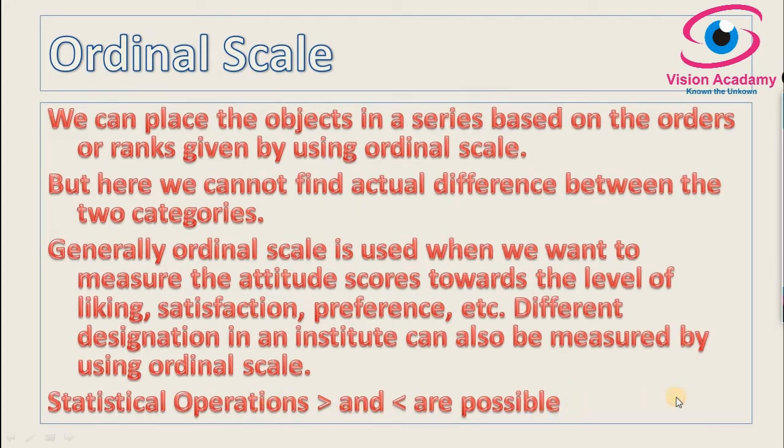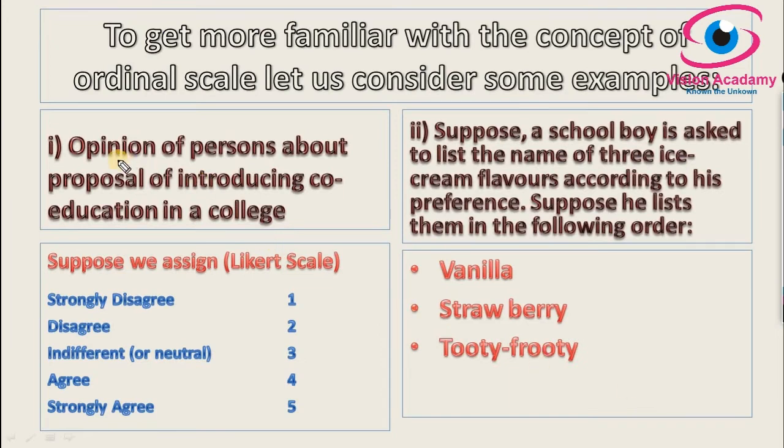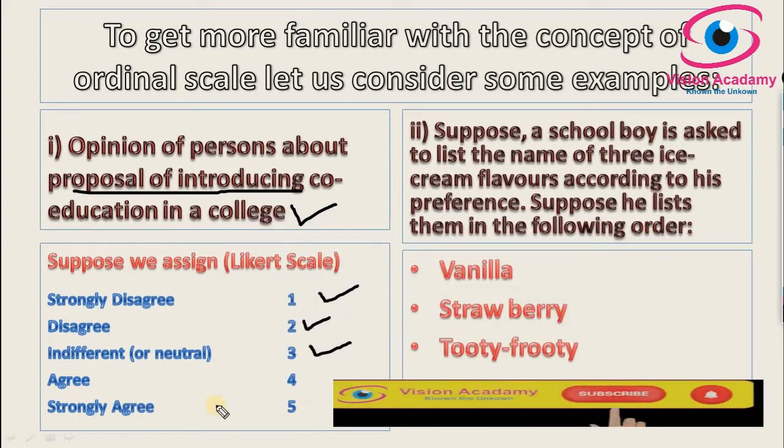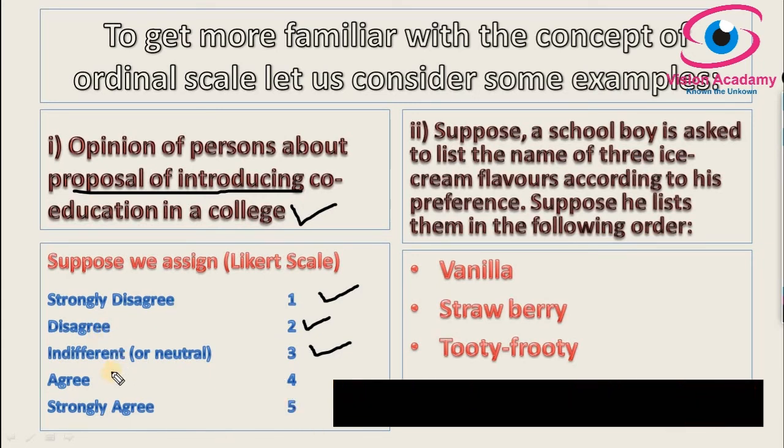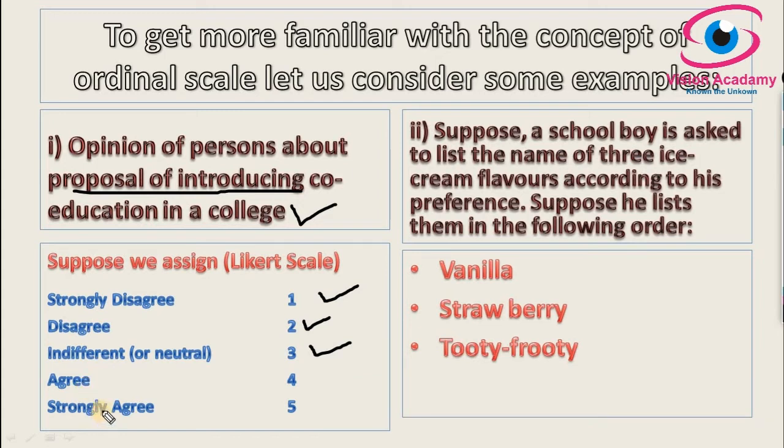Let us be more clear with some examples. We want to get the opinion of a person about a proposal of introducing co-education in a college. Suppose we assign strongly agree as 1, agree as 2, indifferent or neutral as 3, disagree as 4 and strongly disagree as 5 respectively. Mathematically we can symbolize here that strongly agree is lesser than strongly disagree. We can say mathematically like that.